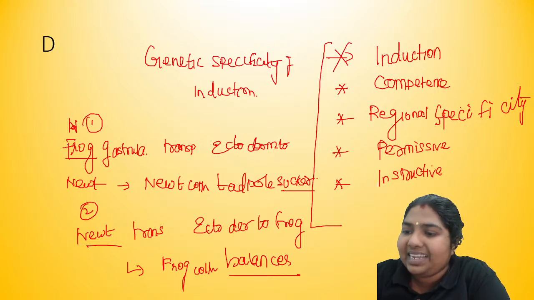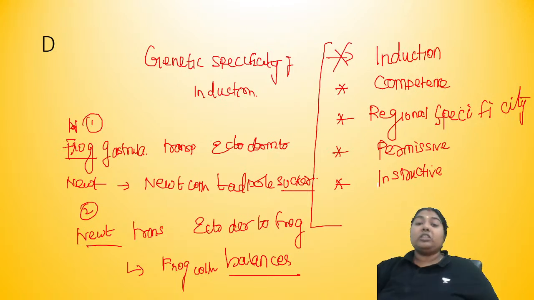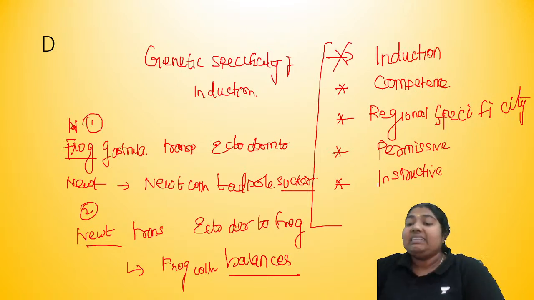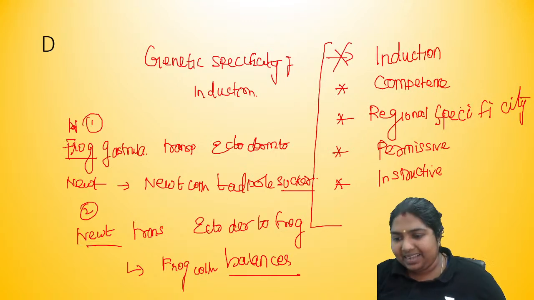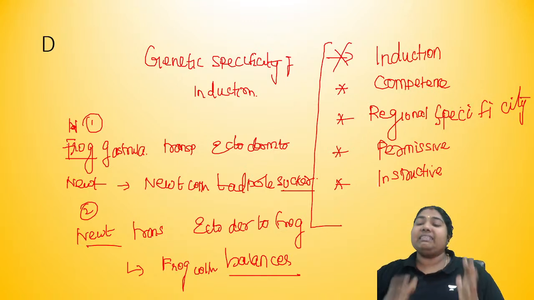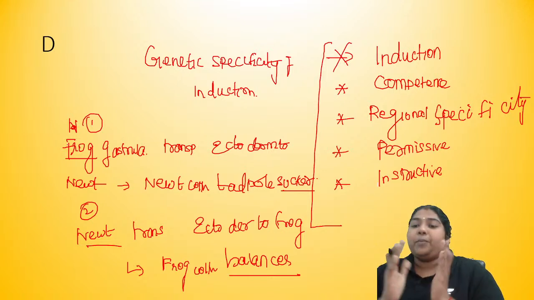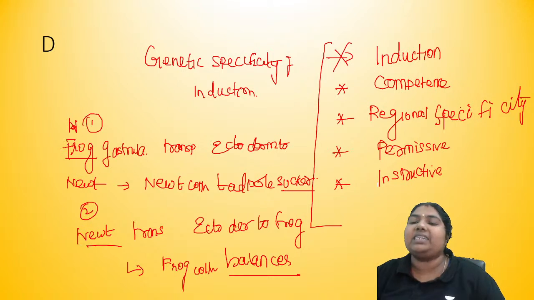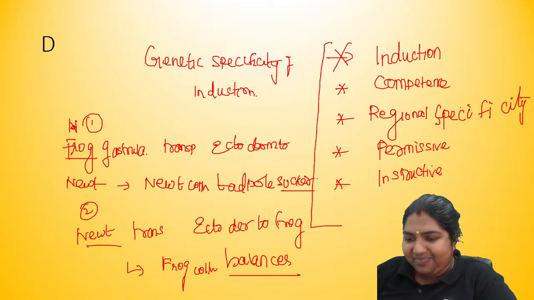Got the logic, everybody in this class? Now you understand? Absolutely. Yes, Nupur, Moon, Sayanti, Sumit. So this is what is called the genetic specificity of induction. So now you remember genetic specificity of induction, regional specificity of induction, permissive interaction, instructive interaction, induction and competence. Okay, so only one term is left over from 5A.